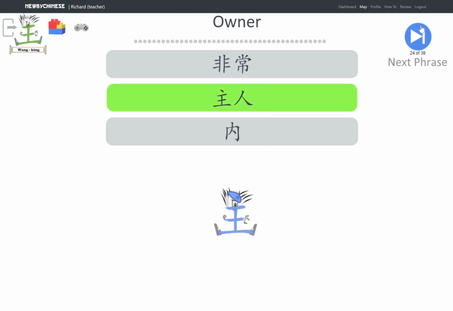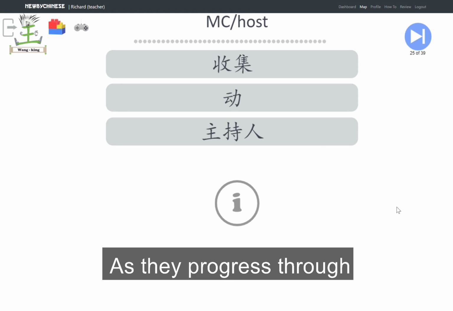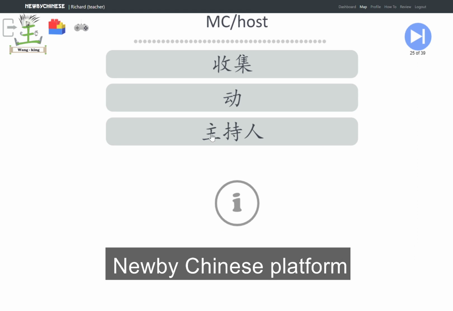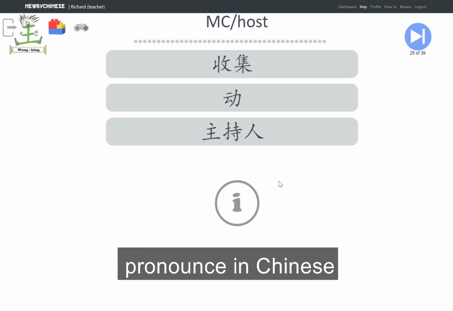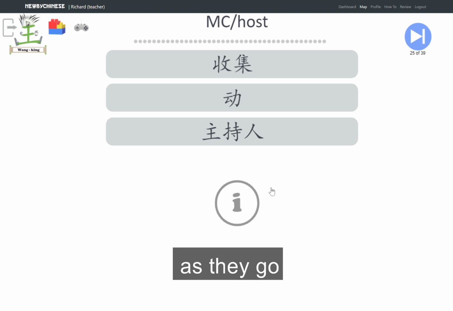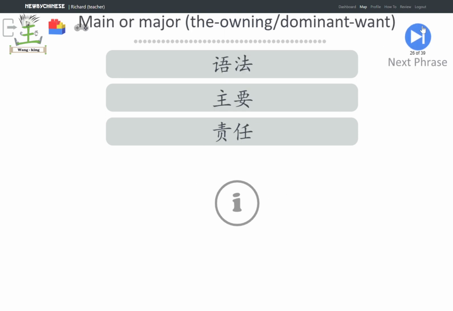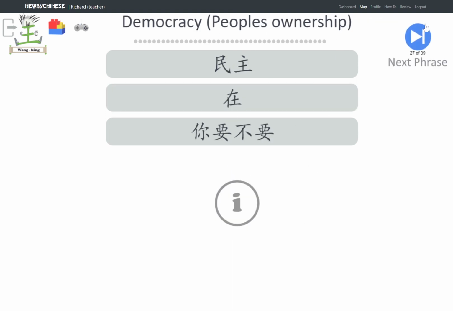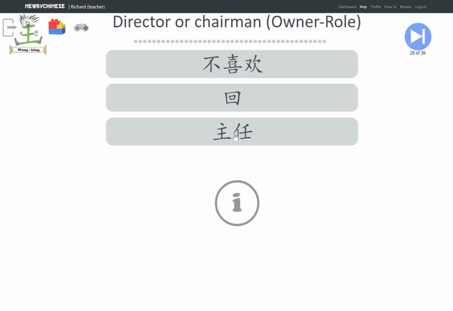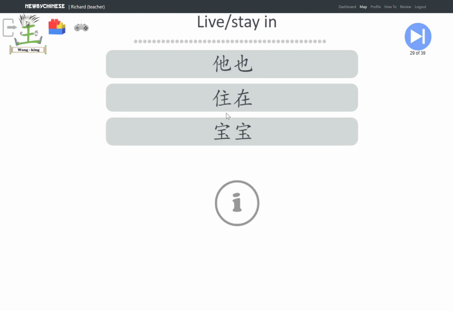I own everything. Now, as they progress through the newbie Chinese system, they'll be able to actually read these out in Chinese more fully as they go, essentially. And so on, main or major. Owner or host. To own or dominate everything. People's ownership. 民主. Director or chairman. 主任. Okay, cool. Live or stay somewhere. I live here. You can stay.